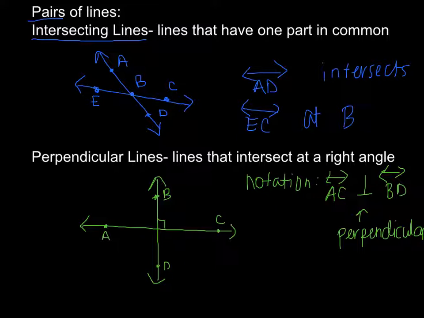I had to kind of squeeze it in there a little bit. Okay, so that's how I would write it: AC is perpendicular to line BD. Then we have parallel lines, and parallel lines are lines that are on the same plane, so they are on that same flat surface, that do not and will not intersect ever.